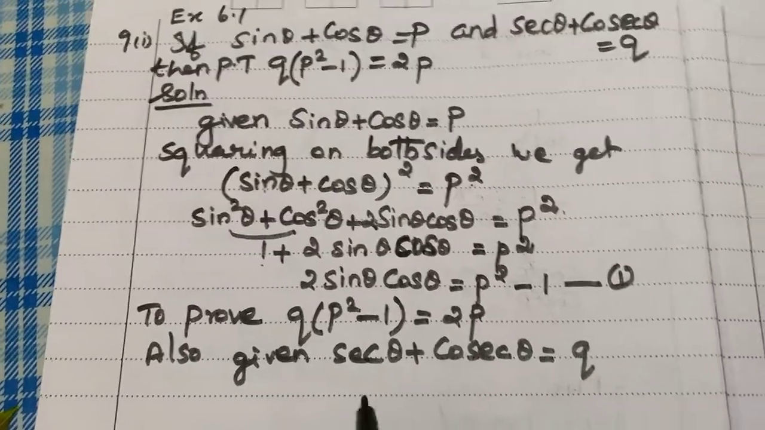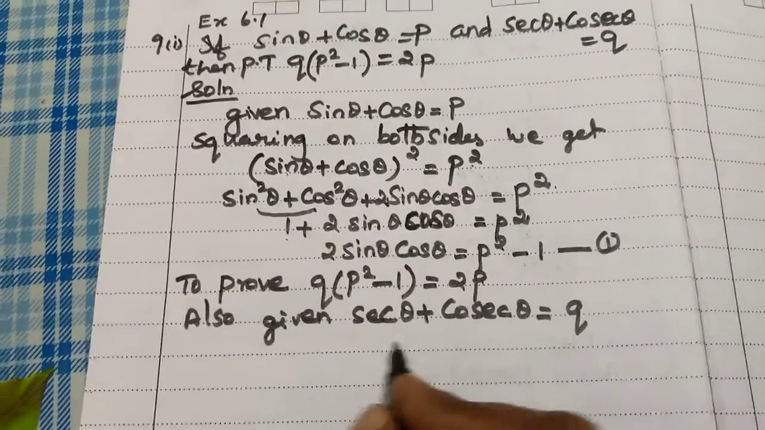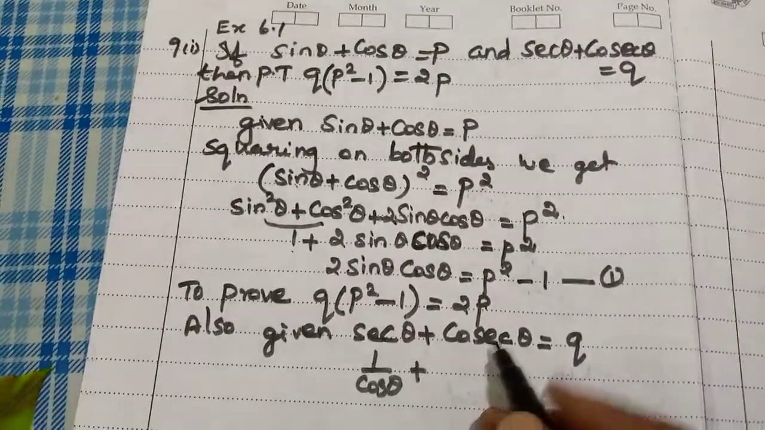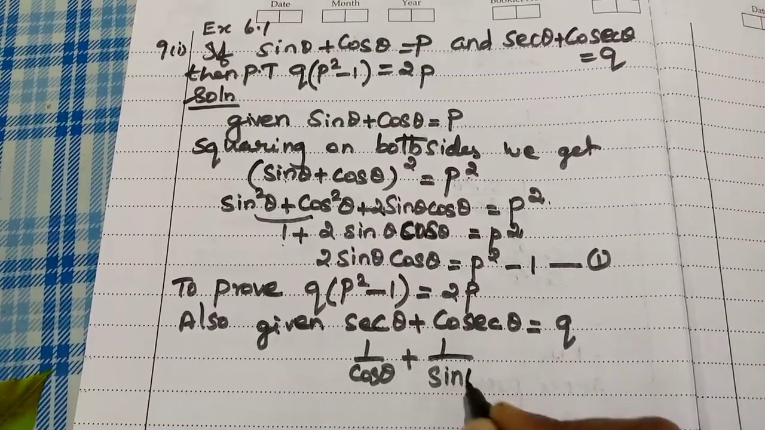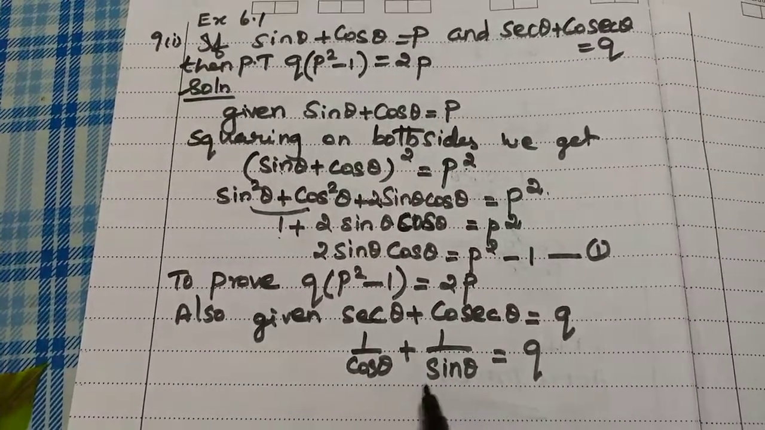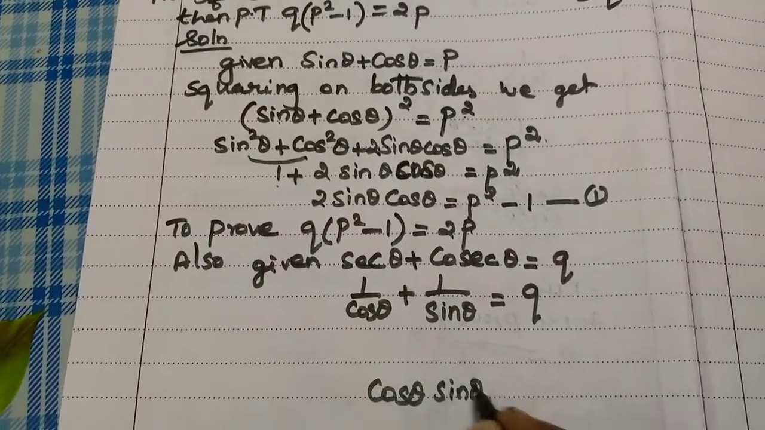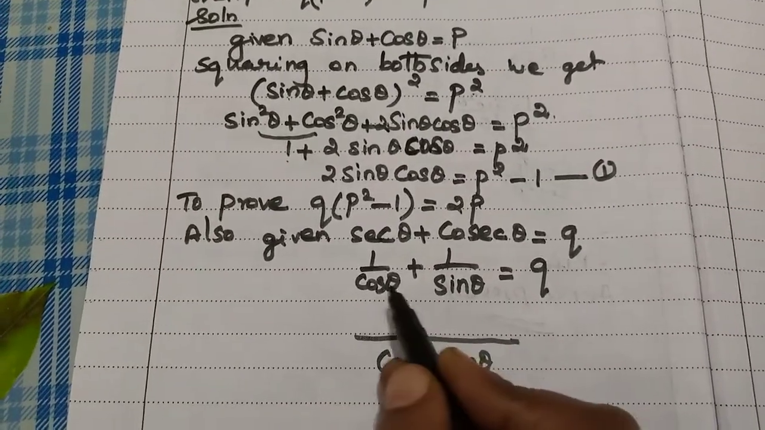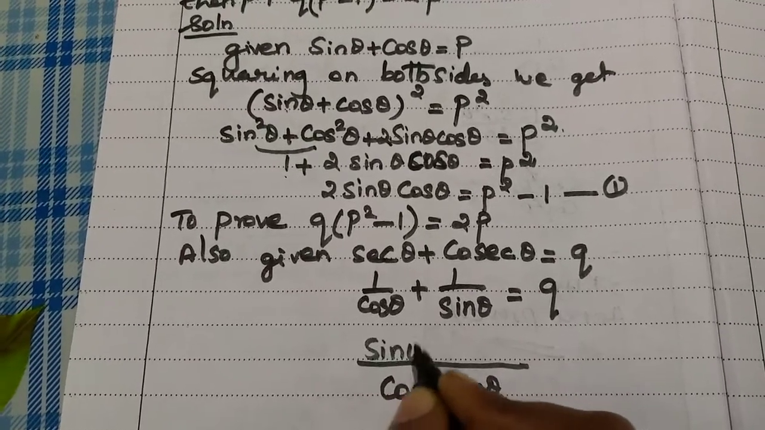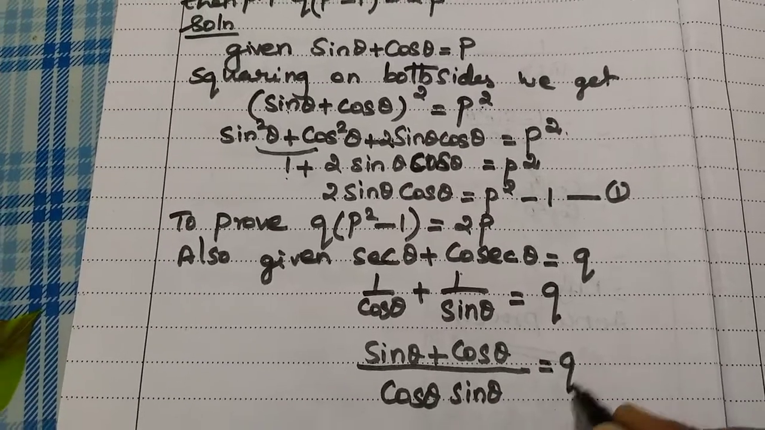What is the secant theta formula? Do you remember? 1 by cos theta, plus what is the cosecant theta formula? 1 by sin theta, equals q. Let's take the LCM here. What is the LCM? Cos theta sin theta. What is the numerator here? There is no common factor, so cross multiplication: 1 into sin theta is sin theta, plus 1 into cos theta is cos theta, which is equal to q. Equation number 2.